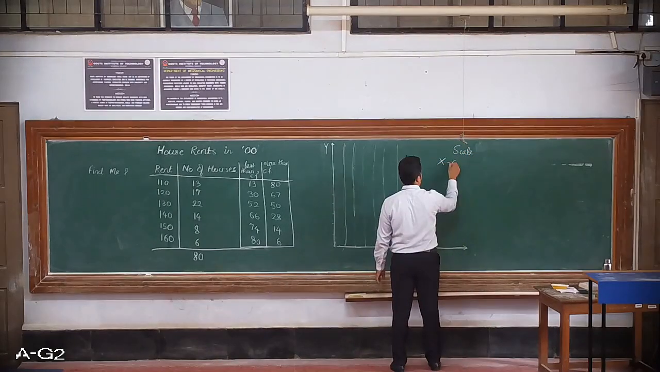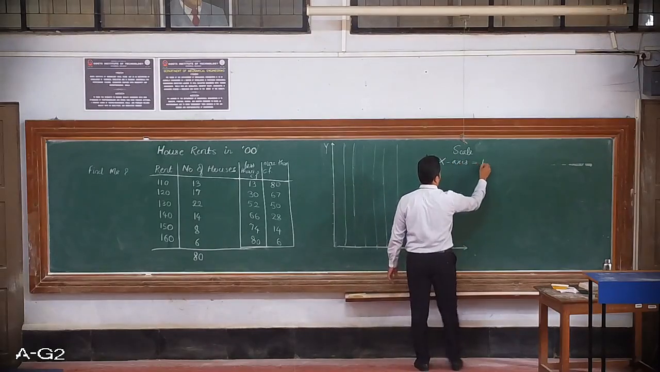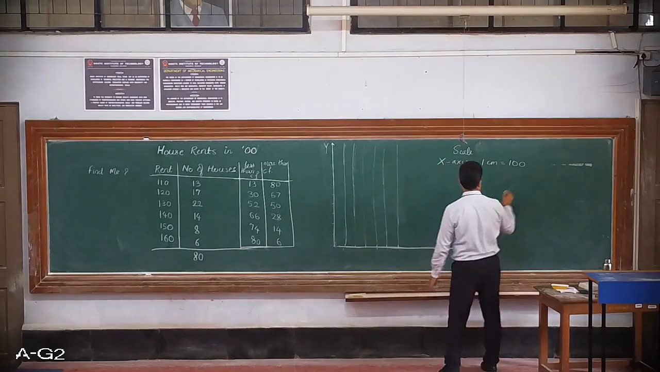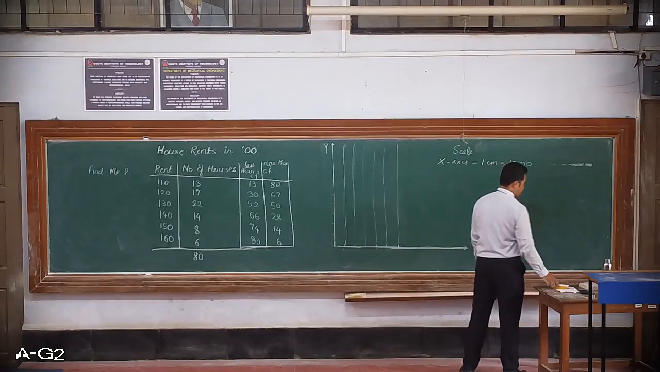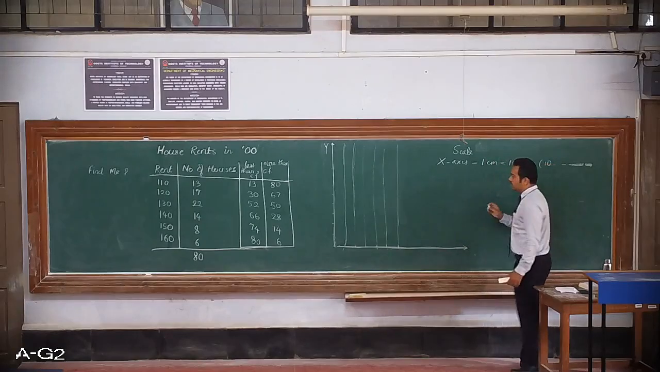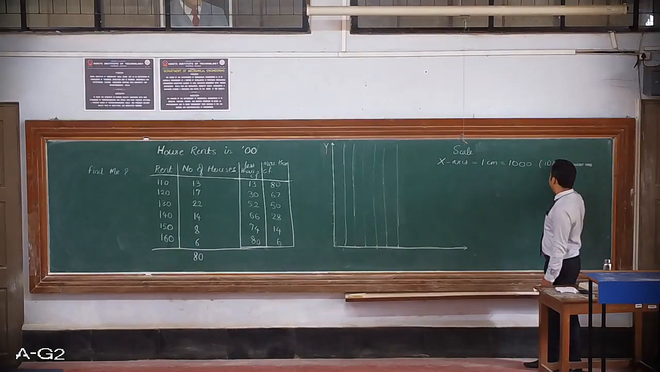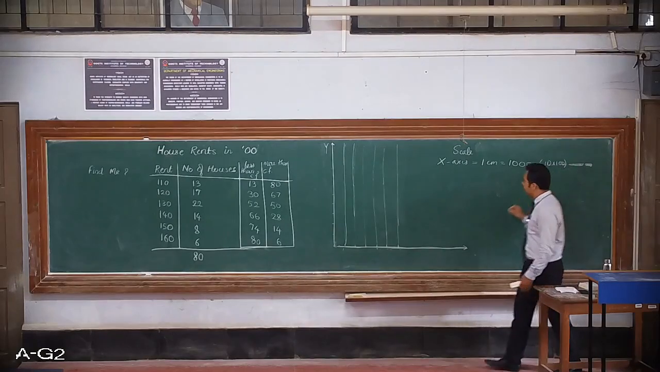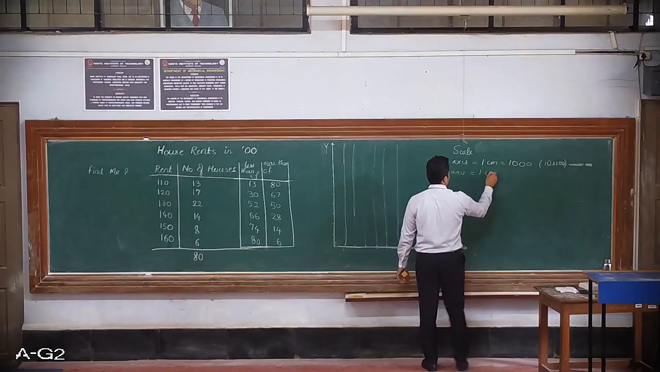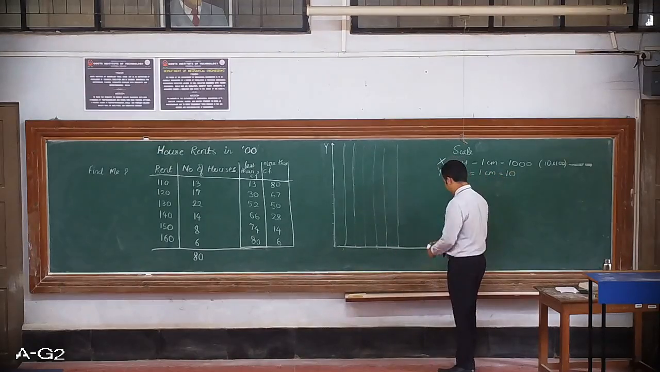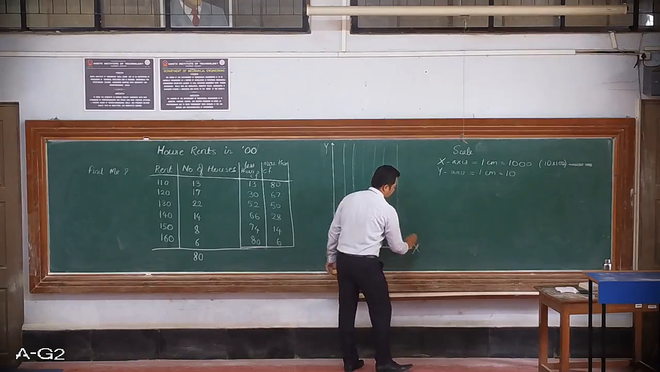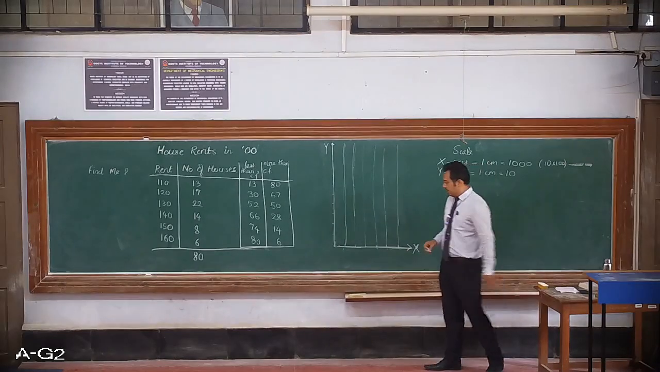On the x-axis, 1 centimeter is equal to 1000, which is nothing but an actual difference of 10, and that is given in 100. So it's like 10 into 100. And then the y-axis, which is my frequency, 1 centimeter is equal to 10. So this is how I have fixed my scale of the graph, x-axis versus y-axis.